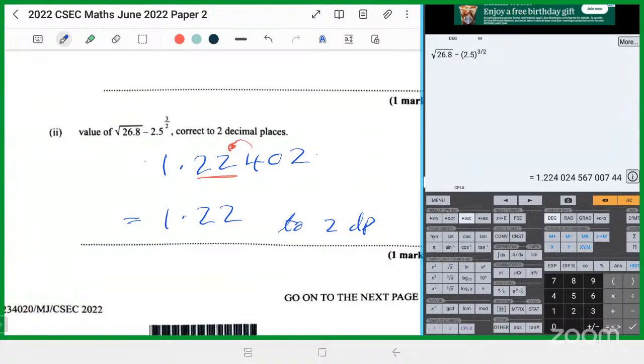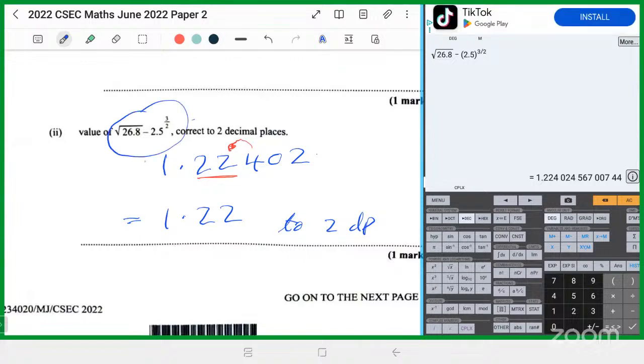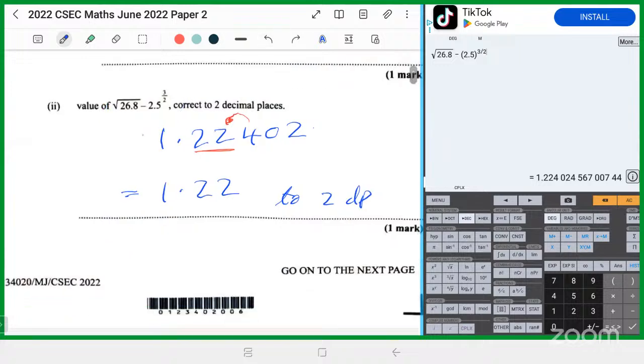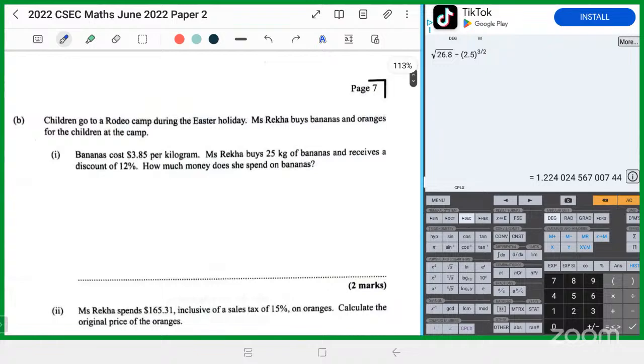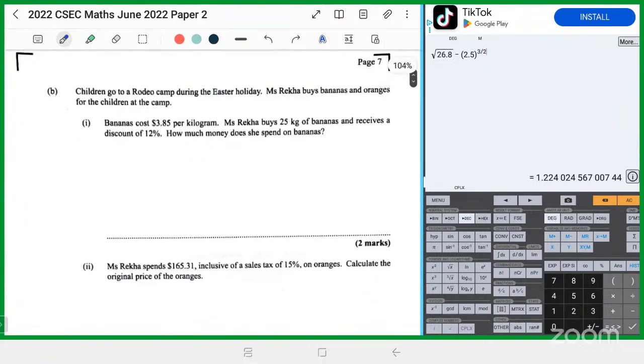Nice and easy. All right, let's make sure that what you put in the calculator is exactly what you have there. All right, that looks good. Let's continue.